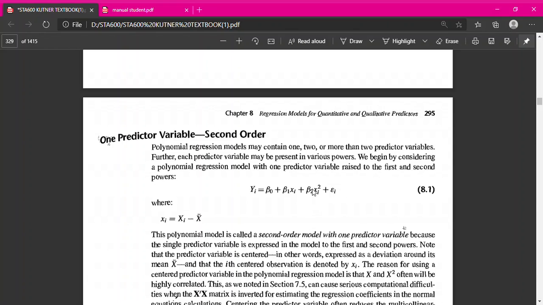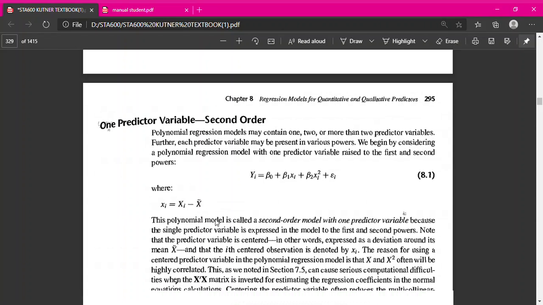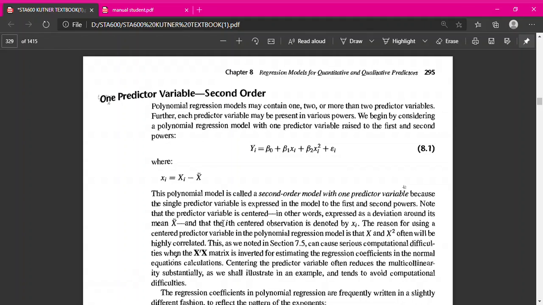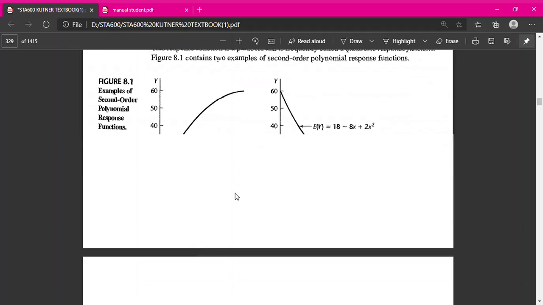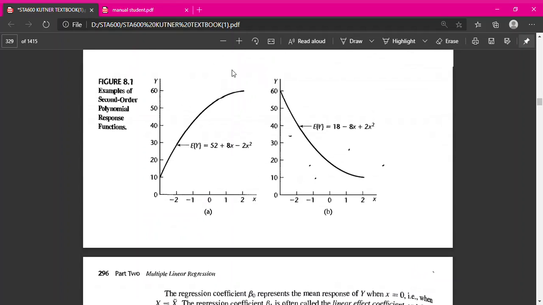And then x yang kita ada ni, we should normalize it as x minus x bar. So kena cari dulu value of x bar. Okay, ini contoh kita punya model lah, second order polynomial model.